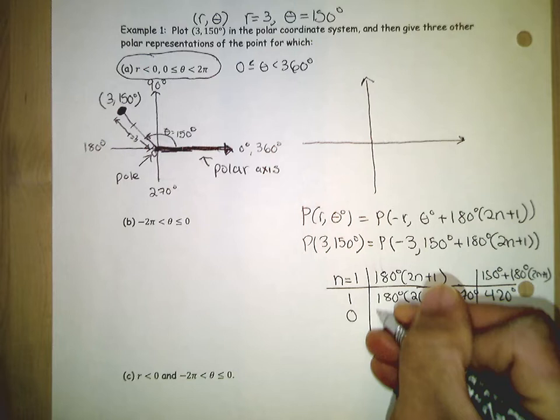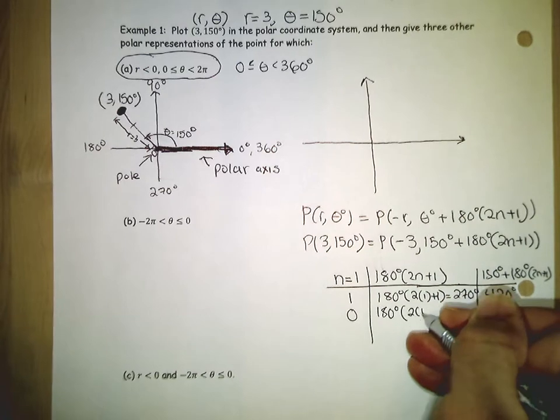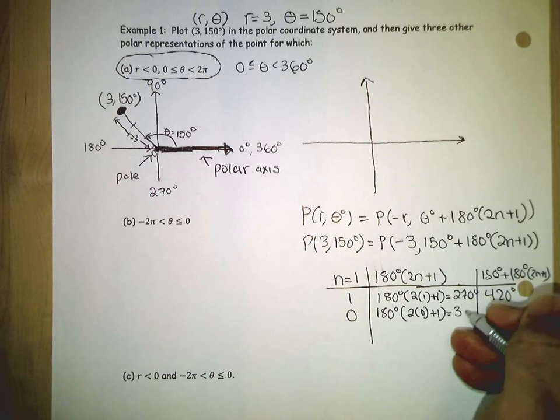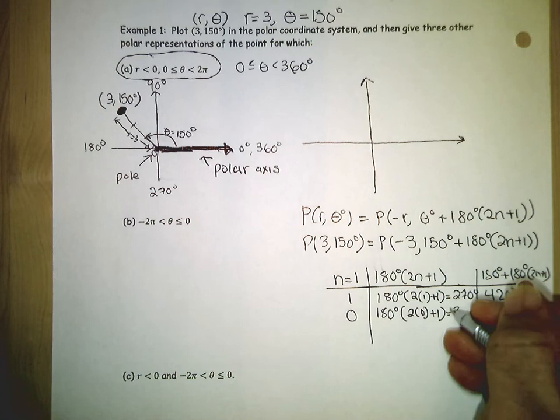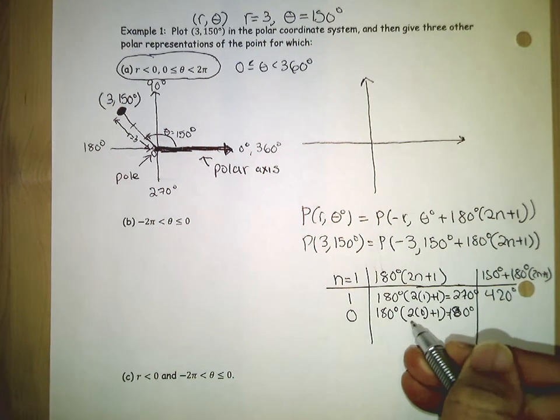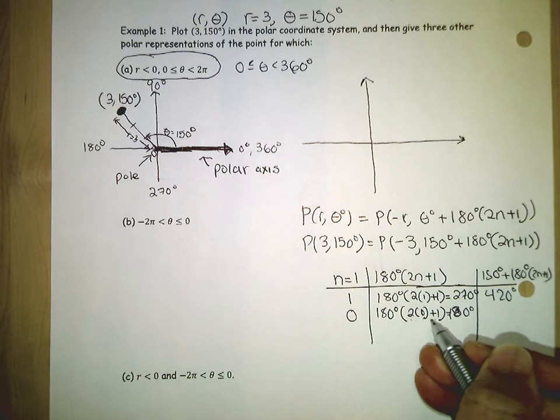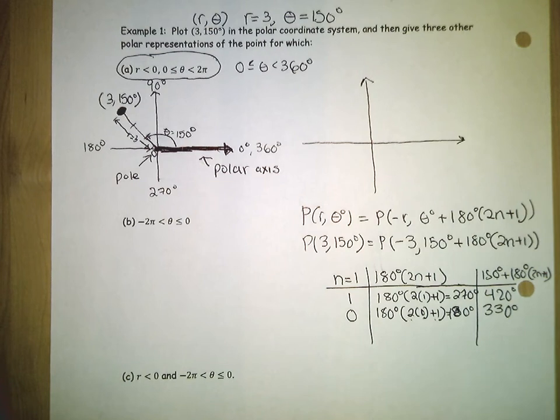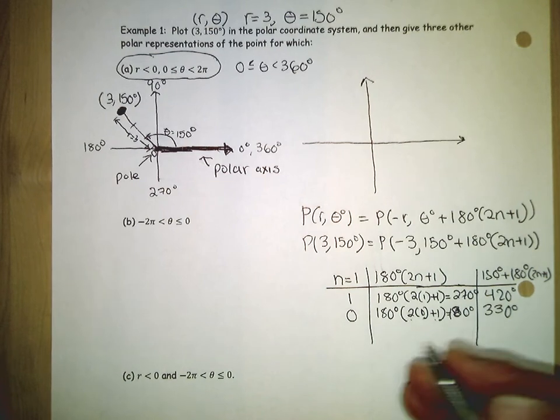So let's try n equal to 0. So 180 degrees times 2 times 0 plus 1. I can't read my own handwriting there. So that's 2 times 0 plus 1, that's 1. So 1 times 180 is 180. And then 180 plus 150 is 330 degrees. So that seems okay.